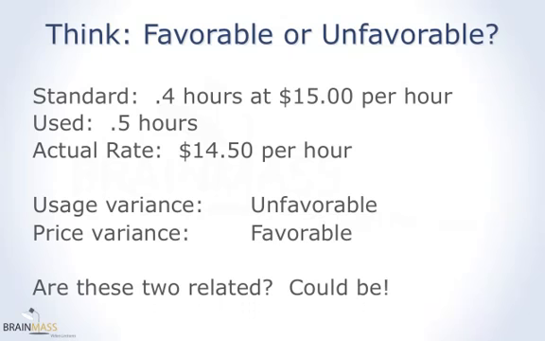How'd you do? Did you get them? We're unfavorable in the usage variance because we used more than allowed, but the rate was less than allowed. Are these two related? Could it possibly be that you used a little bit too much because you paid a little bit less, so perhaps the quality of the materials was a little less than the standard specified, and so there was some waste that wasn't predicted in the standard? Who knows? You'd have to ask the production manager, but it's a possibility. Let's keep going.